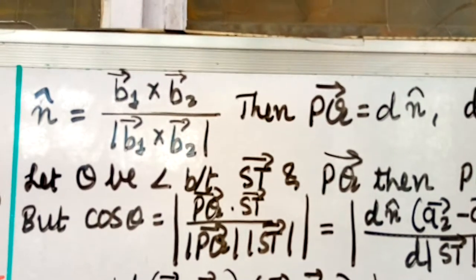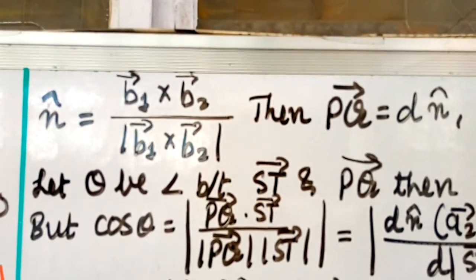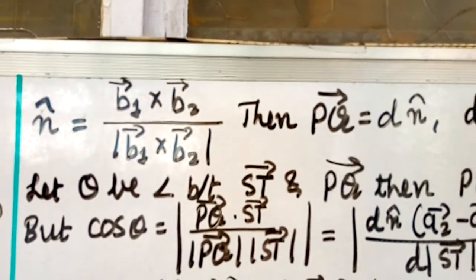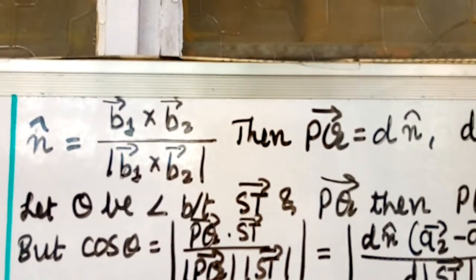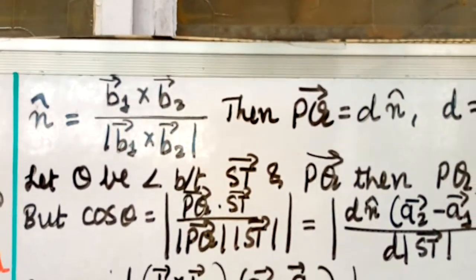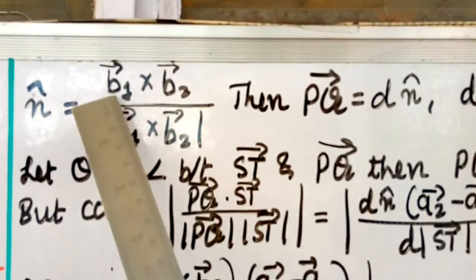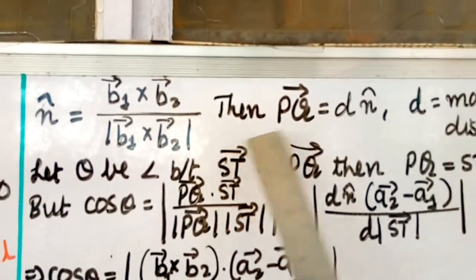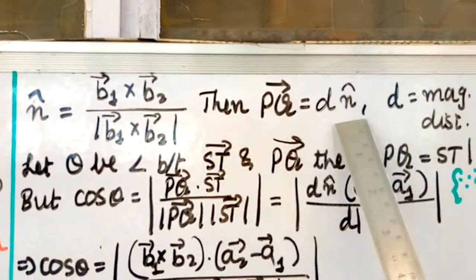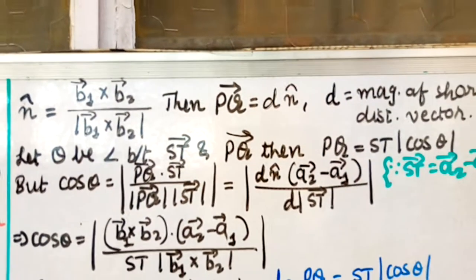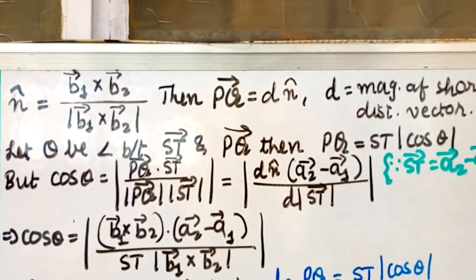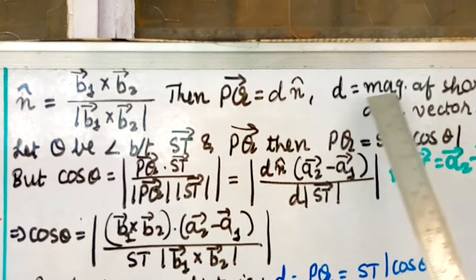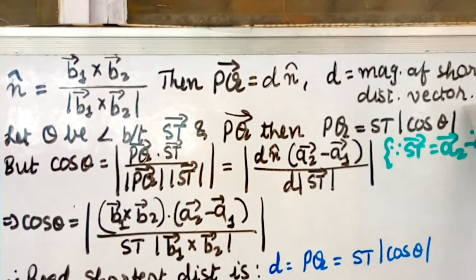This is like the unit vector formula, A cap equal to vector A divided by magnitude of A. When a cross product is taken, the vector you get is perpendicular. Therefore n cap is B1 cross B2 divided by magnitude of B1 cross B2. Then PQ equal to D n cap, so the shortest distance PQ equals D times n cap. n cap is the unit vector, and D is the magnitude of the shortest distance vector.